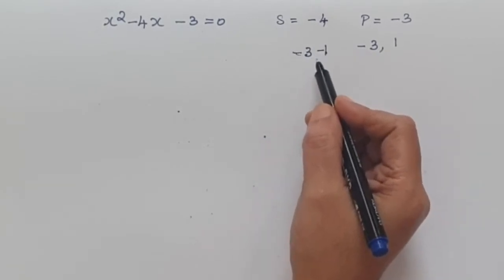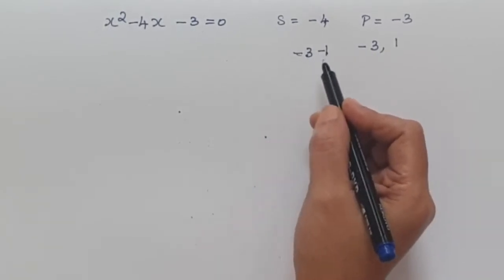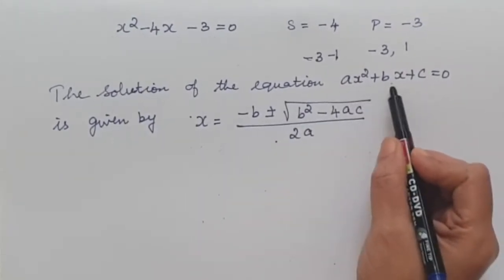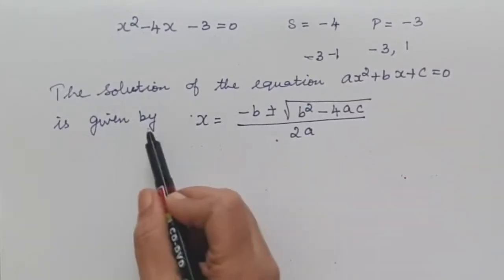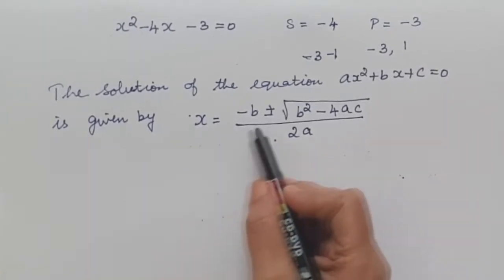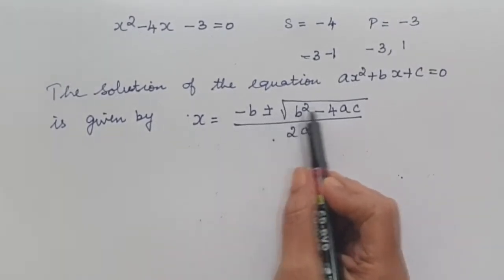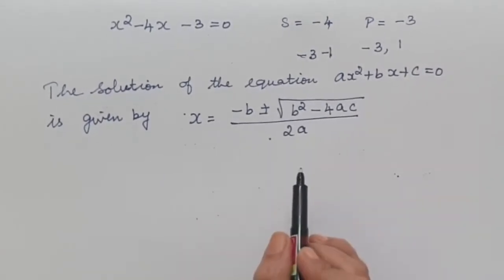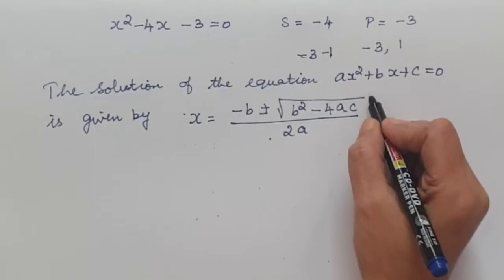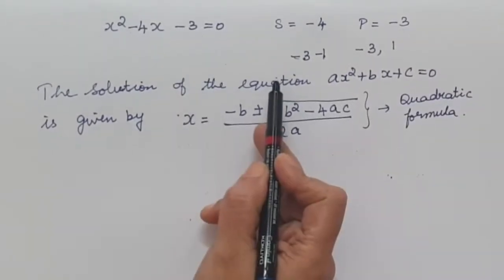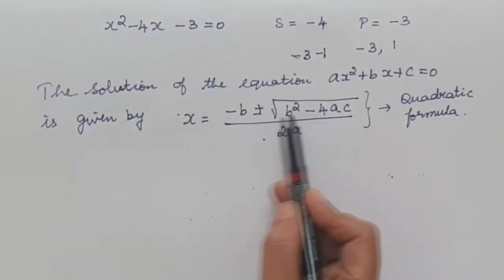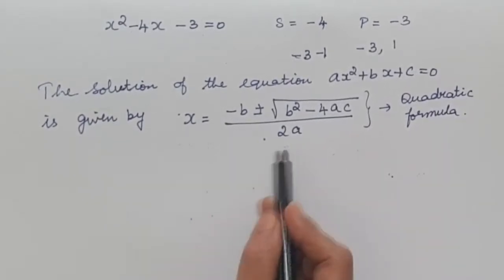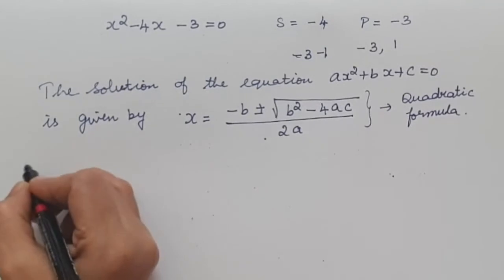Such quadratic equations can be solved using the quadratic formula. The solution of the equation ax squared plus bx plus c equal to 0 is given by x equal to minus b plus or minus square root of b squared minus 4ac, divided by 2a. This is called the quadratic formula. When we cannot find the factors, then we use the quadratic formula to find our solution. Now let us see how to use this formula with the help of an example.